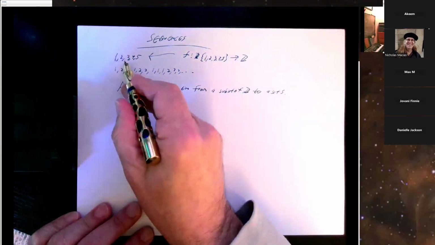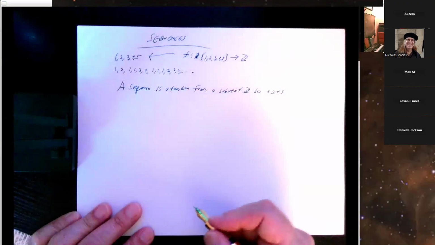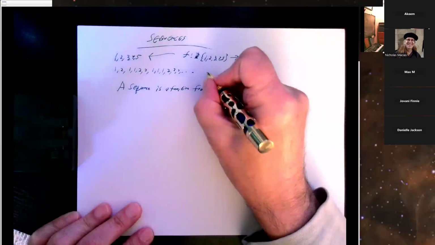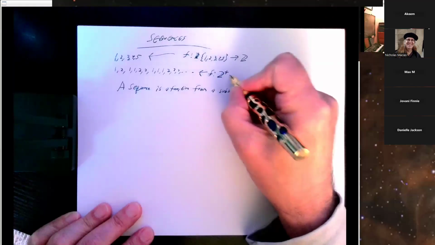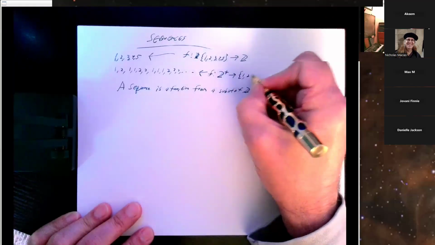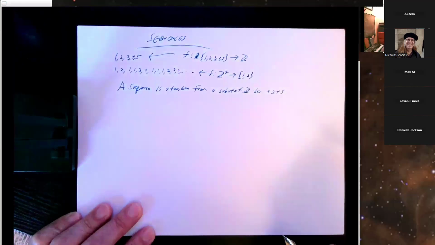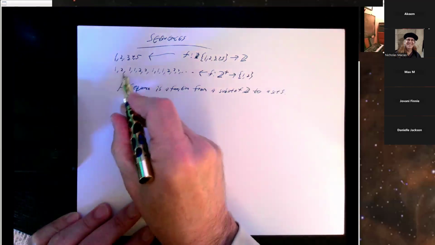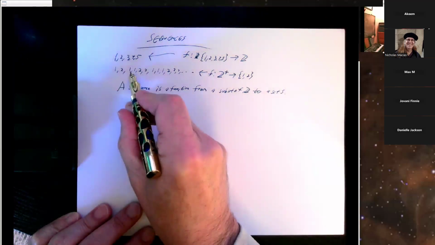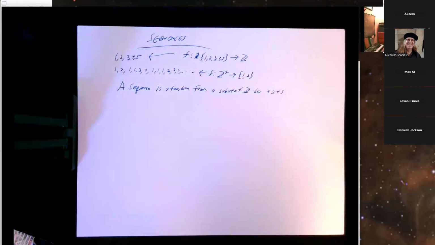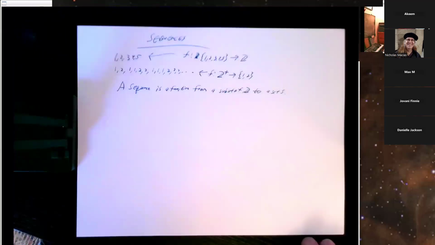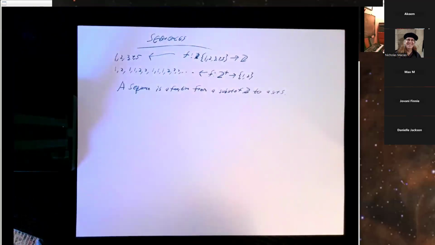F of 1 is 1, f of 2 is 2, f of 3 is 3, and so on. This function goes from the set of positive integers into the set consisting of 1 and 2. F of 1 is 1, f of 2 is 2, f of 3 is 1, f of 4 is 1, f of 5 is 2, and so on. So these sequences are ordered. They're ordered elements coming from some set we can think of as S.